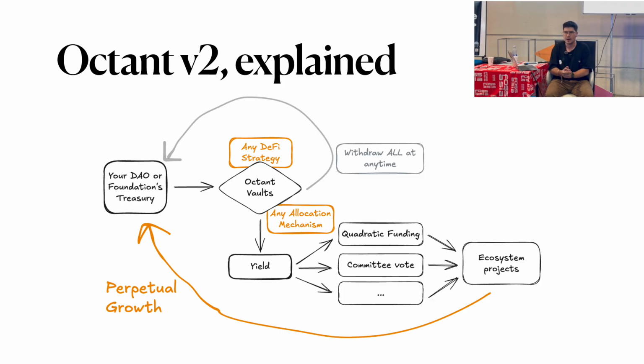We're going to keep adding more mechanisms. Right now we're working on the quadratic funding one and a committee-based one, and also streaming quadratic funding, which is a more continuous way of funding things, still using the quadratic formula. So yeah, this means perpetual growth for the DAO and the ecosystem.